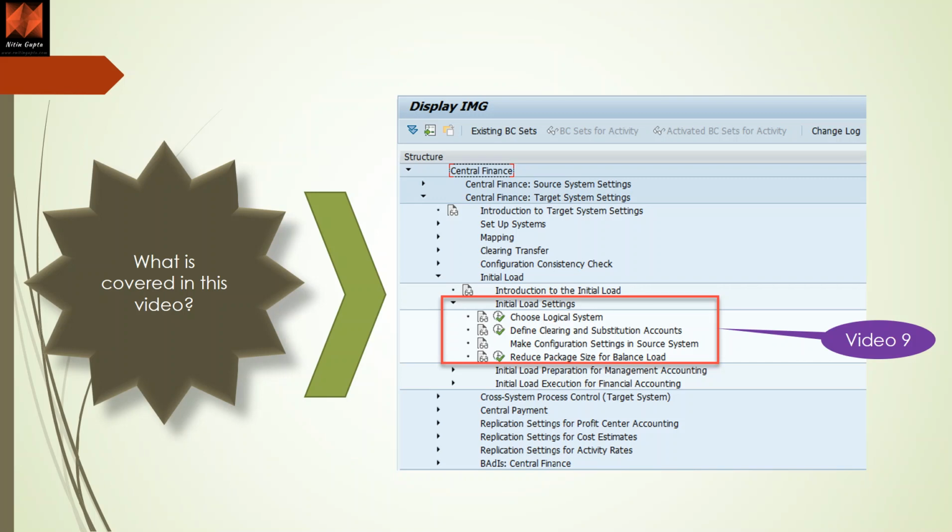So we have now reached the tip point. And in the next videos, we will be talking about the management accounting setup preparation and financial accounting execution.